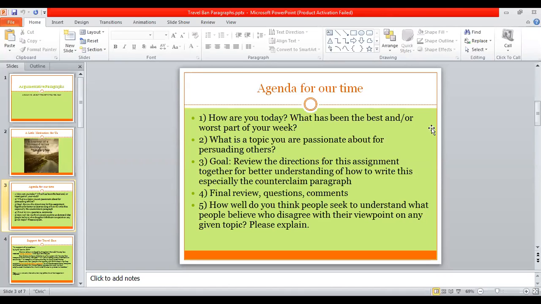Now, our goal today, just in regard to the classroom and the academics, is to review the directions for this assignment together for a better understanding of how to write it, again, especially the counterclaim paragraph. This whole topic is one that is created by the curriculum here. It's not one that I made up, and it's definitely a really controversial one in the news right now. So hopefully thinking about it and discussing it together will be helpful for the assignment, because people have really strong opinions about it.